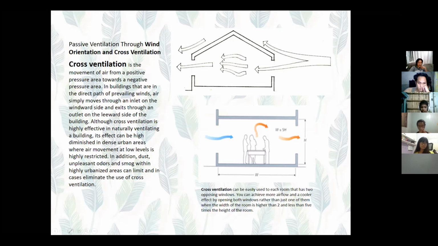Cross ventilation, guys. For it to be effective, check that the width of the room should be less than 5 times the height. So with 2.4, I suppose, that is an issue for the Deca Homes. 2.35, 2.3. Wow, 3.2.